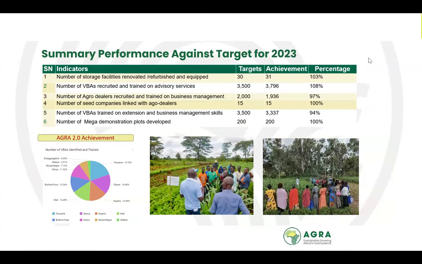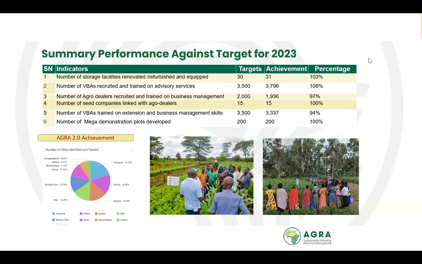Just to pinpoint a little bit the performance for last year, particularly on the VBA. We had a target to recruit 3,500 VBA. However, by the end of December last year, we were able to recruit 3,796. This is a big plus. We reduced the target for this year to ensure that those who have been recruited move to the phase of coaching and monitoring, so we can see their undertakings and support them better. Also, for demo plots, we had a target of 200, and we were able to achieve that.